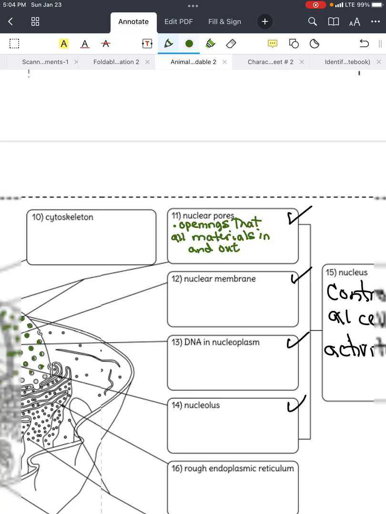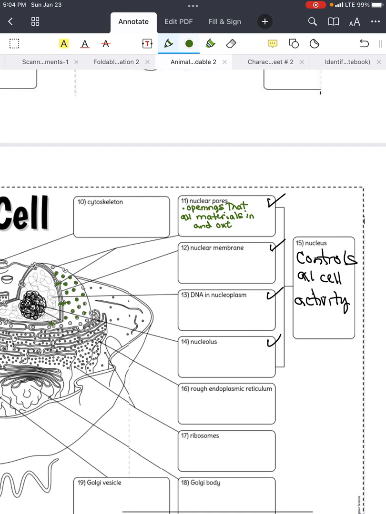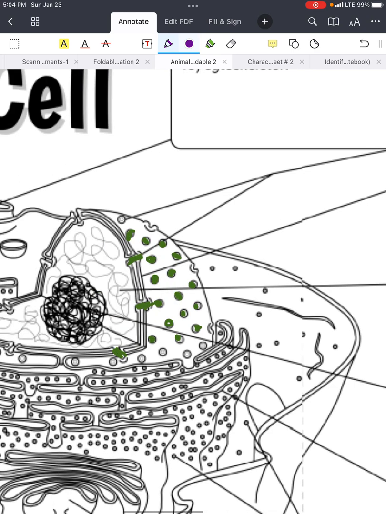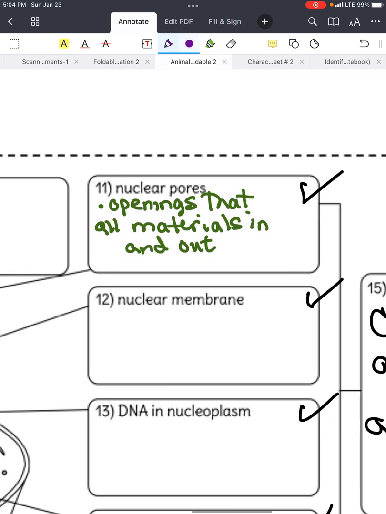Then we have the nuclear membrane. So if I choose a different color, the nuclear membrane is this right here. All this in between the pores. And the nuclear membrane just surrounds the nucleus. That's all we have here. Surrounds the nucleus.